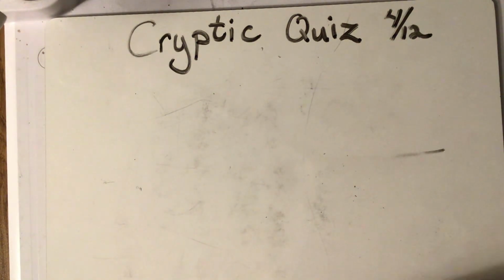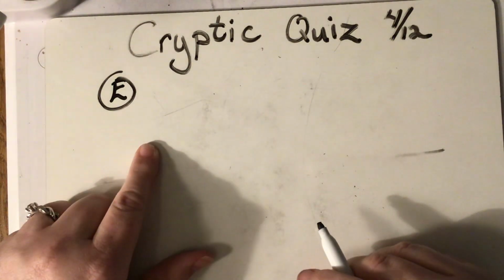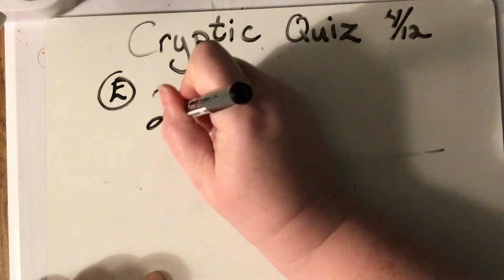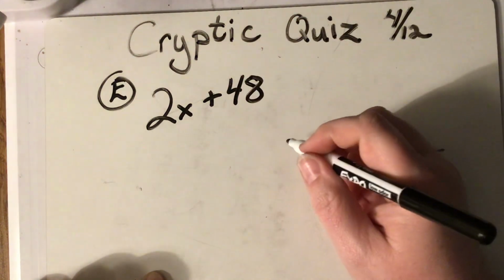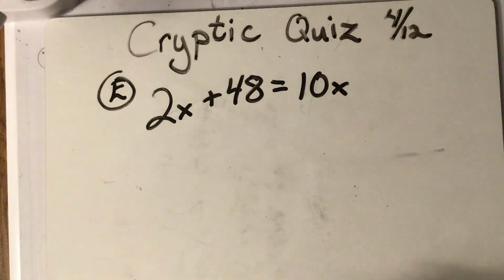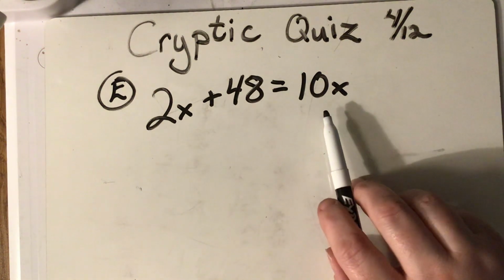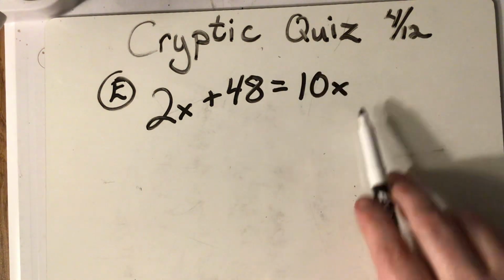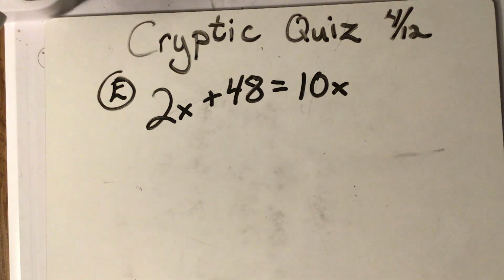New pen. All right, our next one is, I'm going to jump down a little bit. This is going to be letter E. So E is 2x plus 48 equals 10x. Now again, we're having that same scenario where there's x's on both sides, and this x is all by itself. So because of that, I want to make sure that I'm going to be moving this 2x.